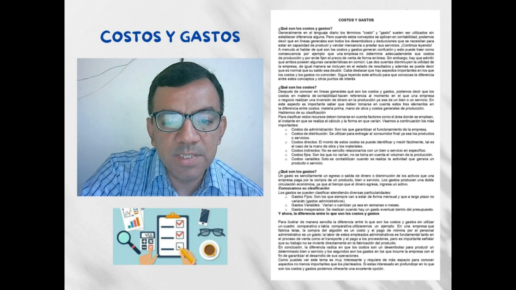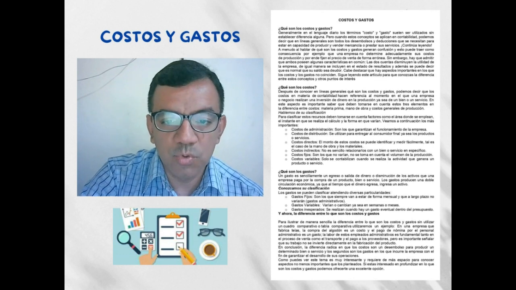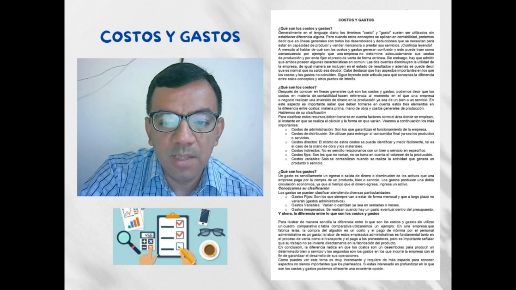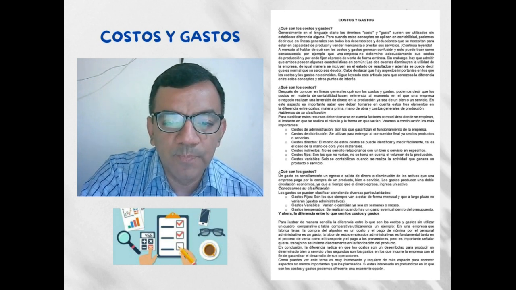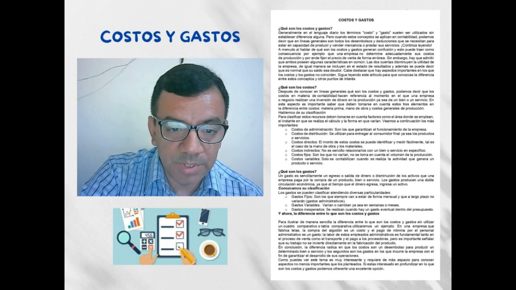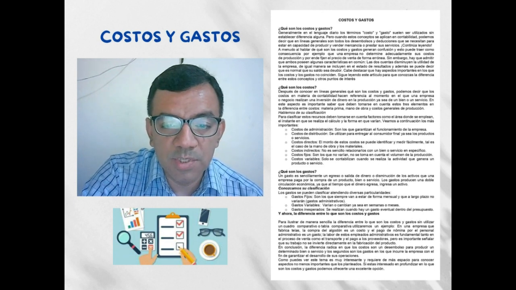To classify the costs, factors such as the area where they are used, the moment in which the calculation is made, and the way in which they vary must be taken into account. Let's see the most important ones below. Administration costs. These are those that guarantee the operation of the company. Distribution costs. They are used to deliver either the products or service to the final consumer.